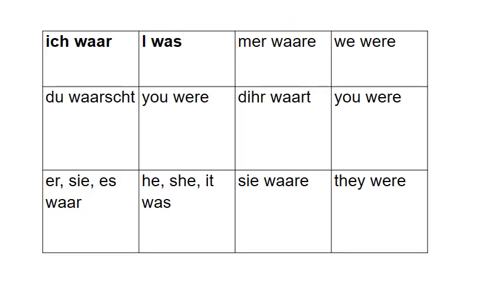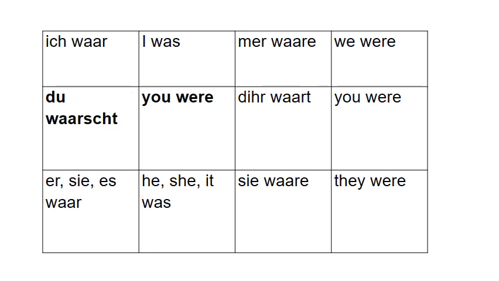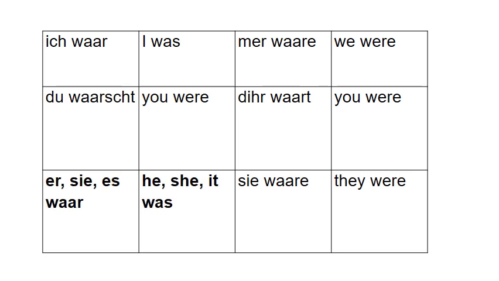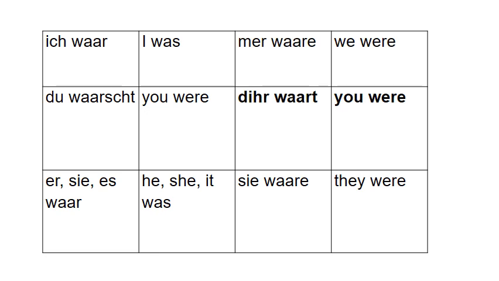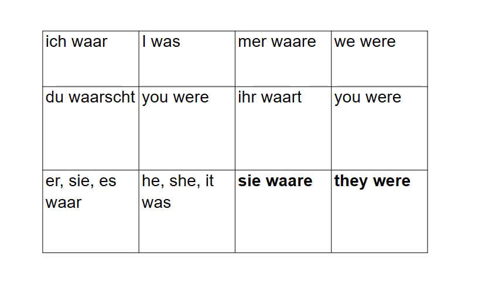Ich war, I was. Du warst, you were. Sie war, es war. Mir war, we were. Dir wart, you were. Sie war, they were. So this is the most common way of saying I was, or you were someplace, or you were sick, or whatever the case may be. It's very common, and you should learn the forms.